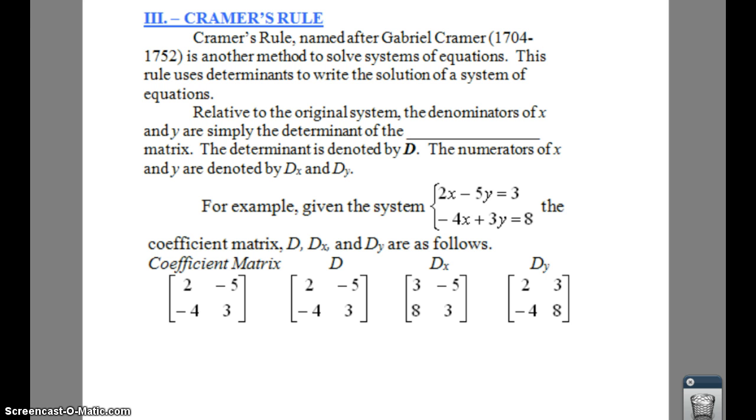So you can kind of read through this if you want, and then you can go through and solve. And then we'll do an example which makes it a little bit nicer and easier. So what we have here, relative to the original system, is that the denominators of x and y are simply the determinant of what we would call the coefficient matrix.